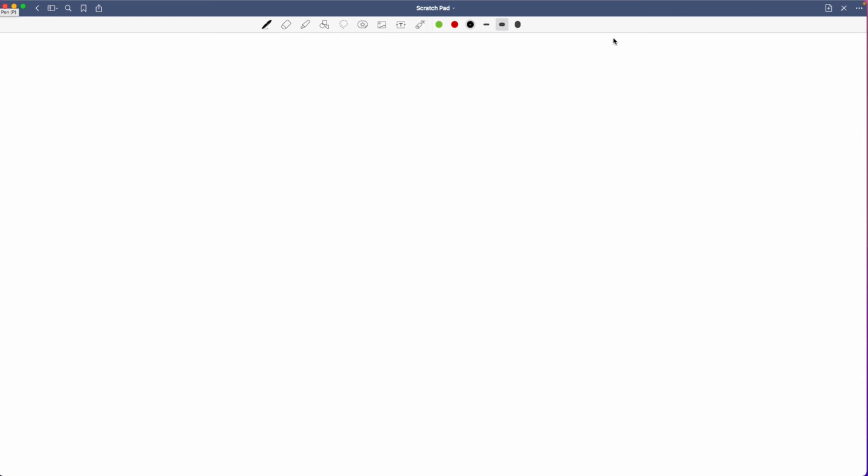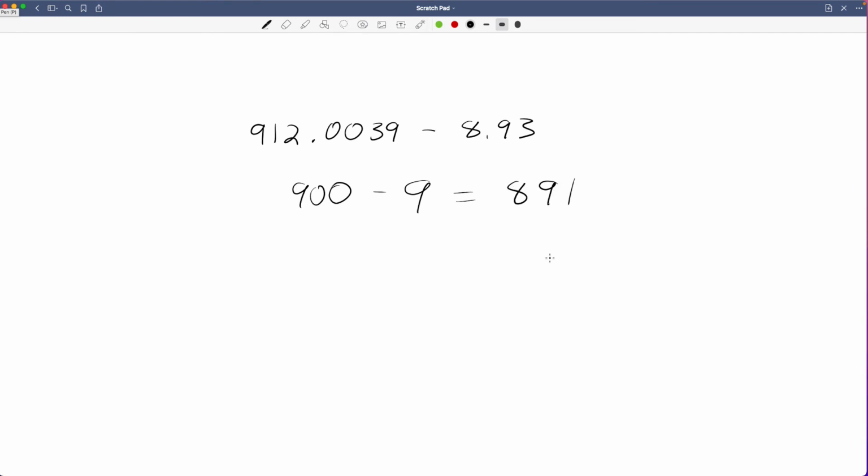For example, in a subtraction problem, let's say 912.0039 minus 8.93. We can round this number to 900, and then we can round this number to 9. So our answer should be somewhere in the neighborhood of 891 when we do this math, right? Give or take, because we rounded by 12, if we rounded to the 100ths place. But that doesn't make sense.